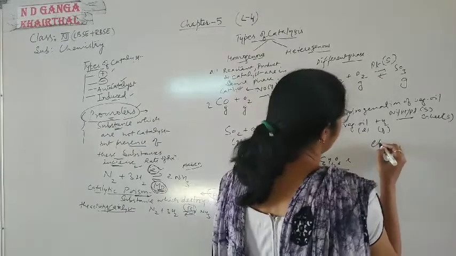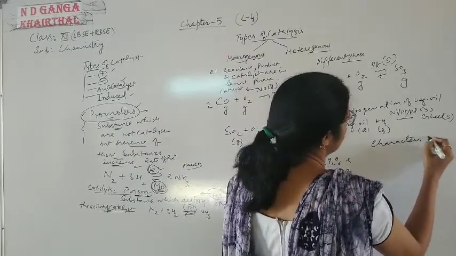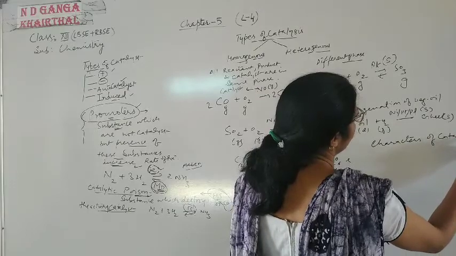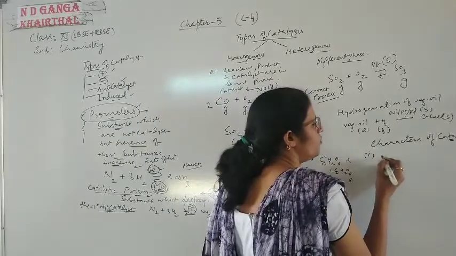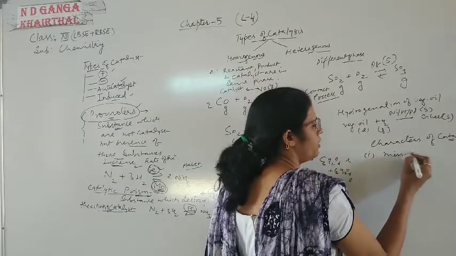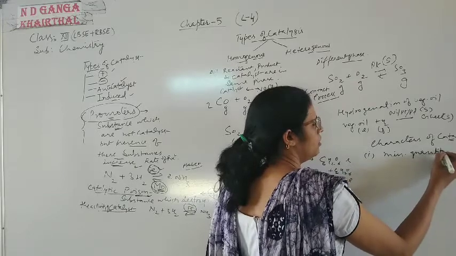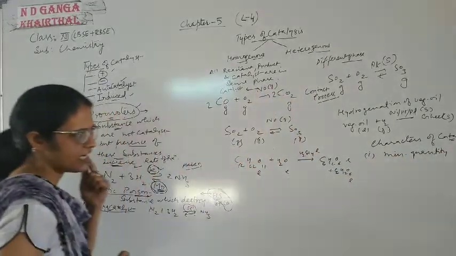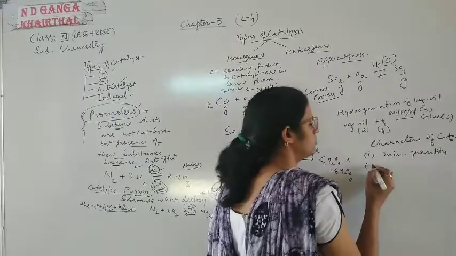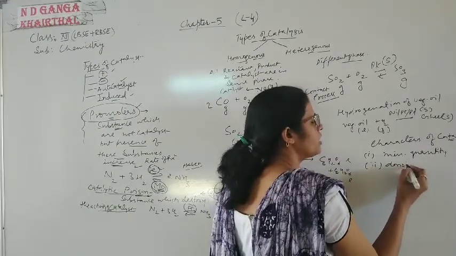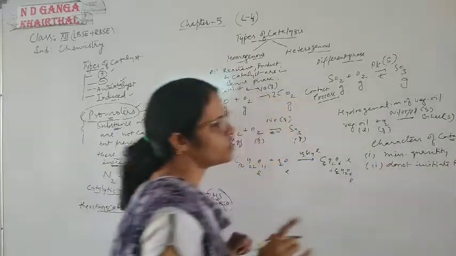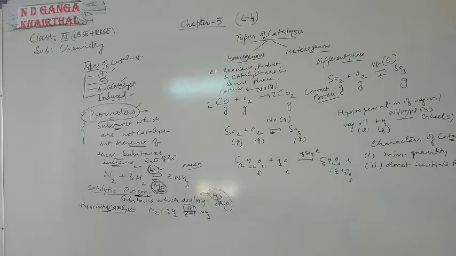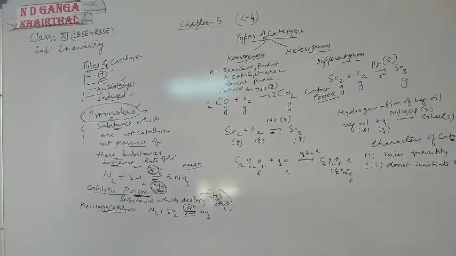Now come to the characters of catalyst. देखिए, कैटलिस्ट हमेशा कैसे होते हैं? Catalyst should be used in minimum quantity. हमेशा इनको मिनिमम क्वांटिटी में यूज किया जाता है. Number 2, they don't initiate reaction. ये रिएक्शन को इनिशिएट नहीं करते कभी भी. Okay, they don't initiate reaction, we can say reaction.